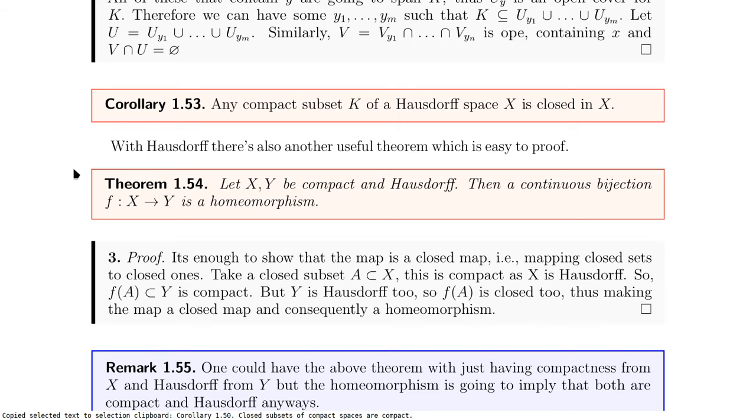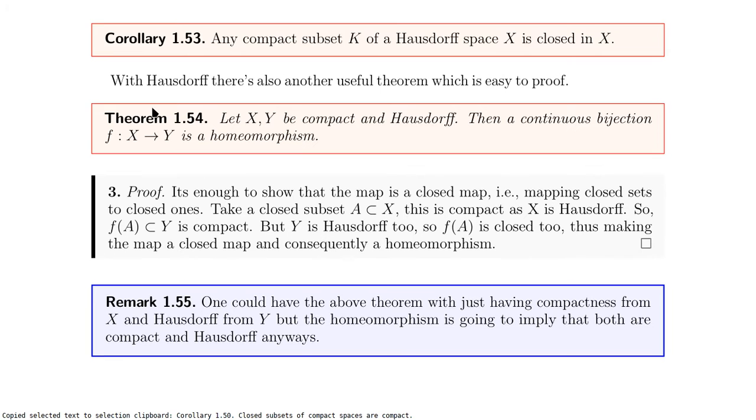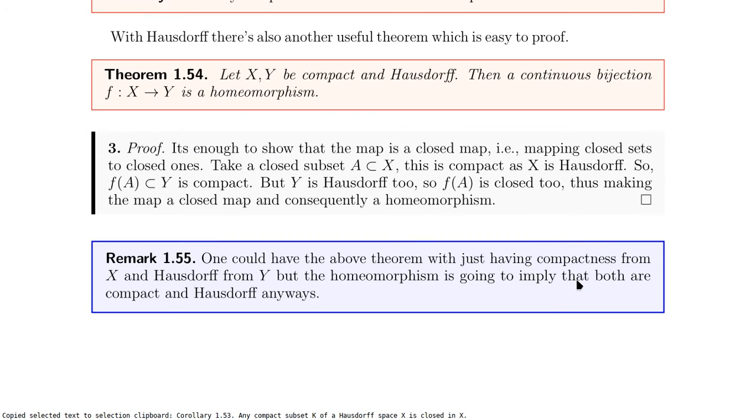So you take a closed subset A of X. This is compact as X is compact. Now, F of A, the image of A in Y, is also compact. But your Y is Hausdorff too, so F of A is going to be closed from this corollary. So you get a closed image from a closed set, and you can do this for each subset A. Thus you have a closed map, getting the homeomorphism.